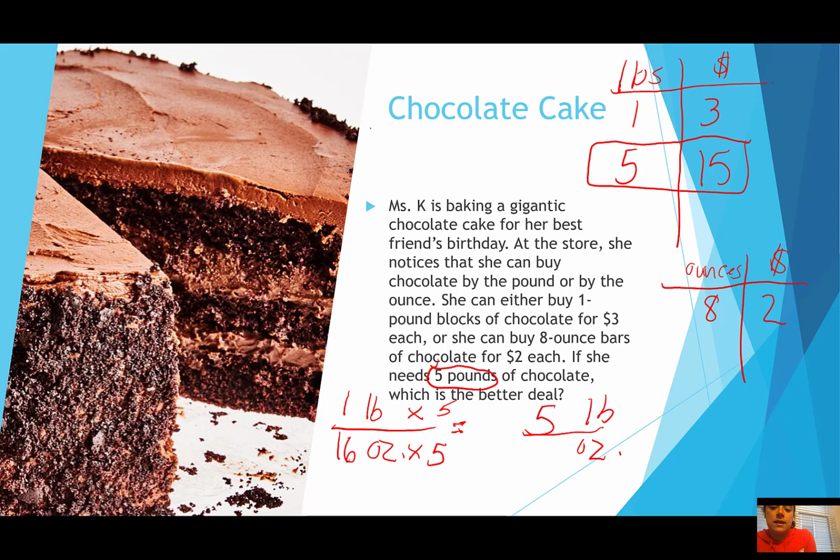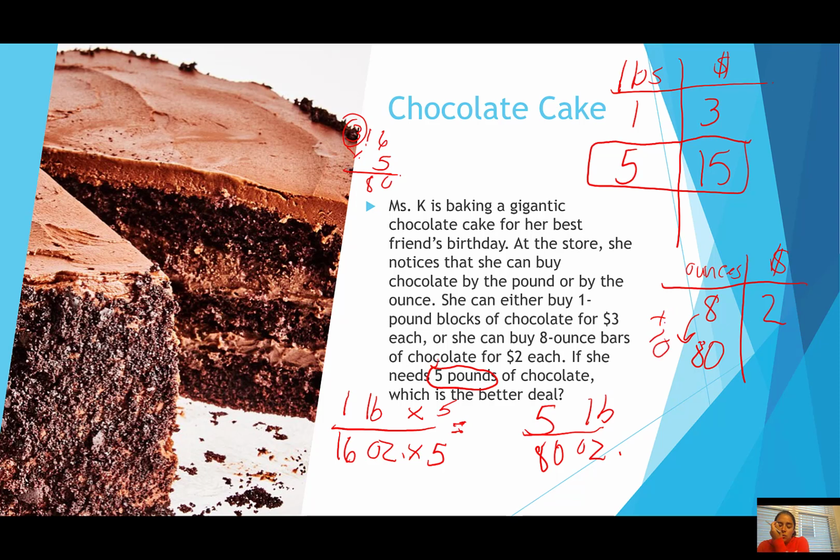So let's do it. 16 times 5. 6 times 5 is 30. 5 times 1 is 5. Plus 3 is 8. So that's the same thing as 80 ounces. Okay, so I'm going to need 80 ounces of chocolate, and I want to see how expensive that is. So let's think. I can roll my 8s until I get to 80. 8, 16, 24, 32, and I can keep going. So how many times does it take to get from 8 to 80? It takes 10. 8 times 10 is 80.